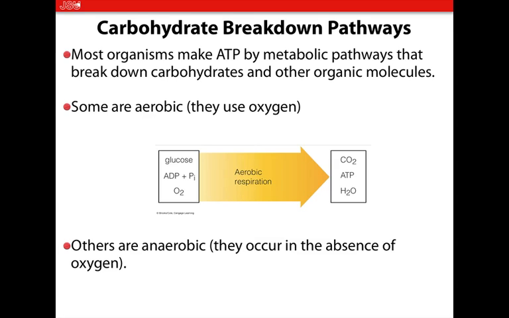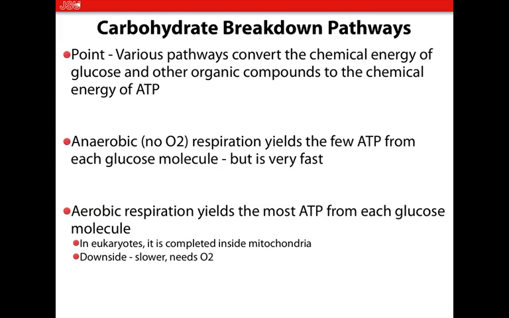When we do this, there are two broad ways we can do this. We can do this through aerobic respiration, that requires oxygen, or anaerobic respiration, that does not. But the point is this: there are different pathways to break down the products of photosynthesis. Aerobic respiration is good because it makes a lot of ATP from one glucose molecule. The downside is it needs oxygen and it's a slower process.